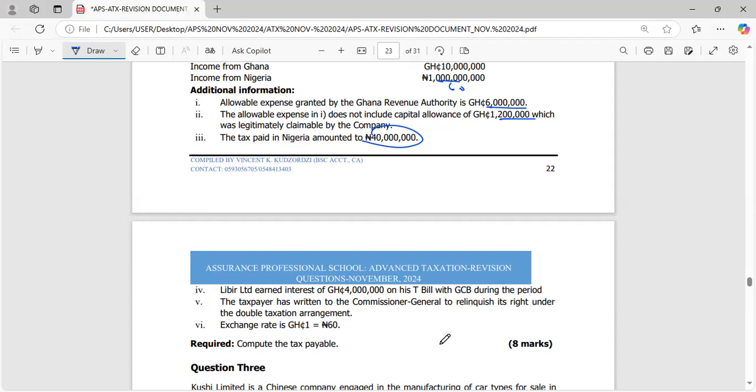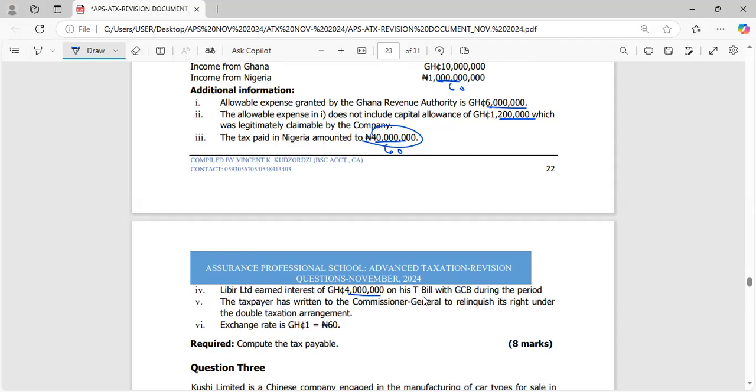Then you move on to the earned interest on T-bill. T-bill interest is exempt from tax. Ignore this one. The taxpayer has written to the Commissioner General to relinquish its right under the double taxation agreement. So it means that the tax paid in Nigeria, which is 40 million, convert it to Ghanaian cedi, divided by 60. It means you have to deduct it before you get his taxable or chargeable income.